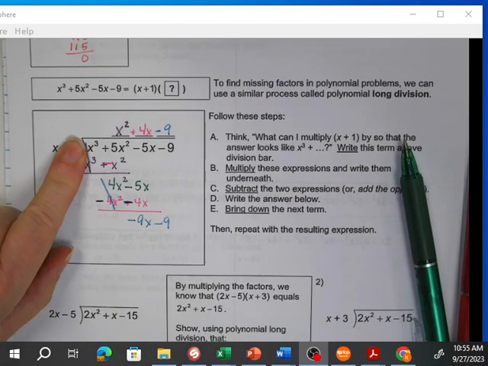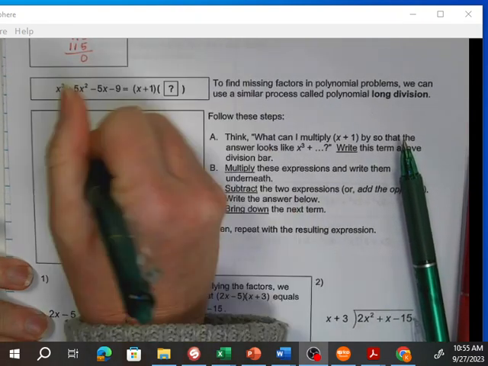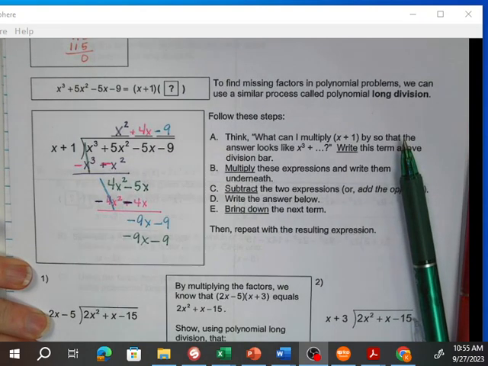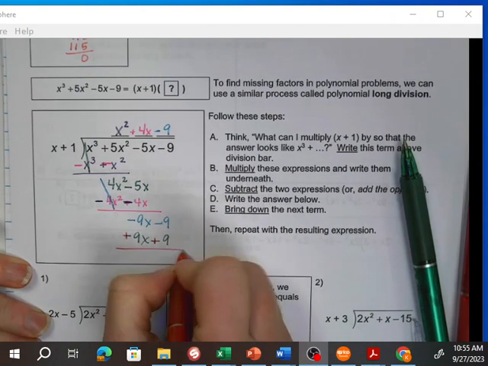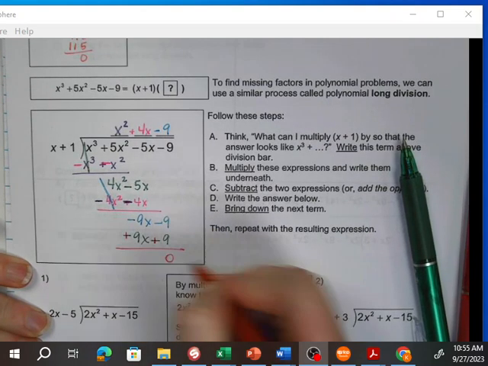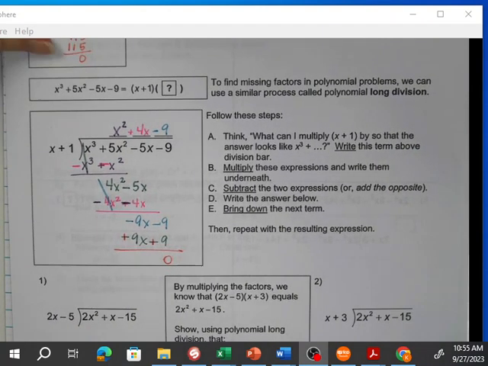Then you multiply. Negative 9 times x is negative 9x. Negative 9 times 1 is negative 9. Change the signs on everything underneath because you're making it opposite. And add straight down. And you get 0. We okay? We'll do a couple more together before I do them by yourself.